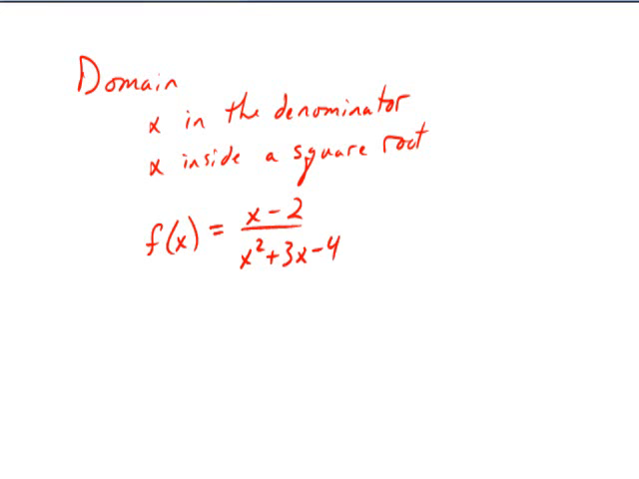Remember, the denominator cannot equal 0, so there may be some values of x that would make that denominator 0, and I need to find out what those values are. So let's take our denominator and set it not equal to 0 and solve for x. We can solve by factoring.